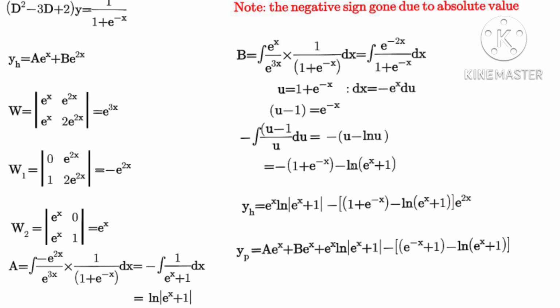So b is given as minus 1 plus e to the minus x minus ln of e raised to power x plus 1. Then that is that for b. So we bring them back to our homogeneous solution. So we simplify further and have that. Then our particular solution is given as that. So just check through the videos, check through the pictures and comprehend. Thank you.